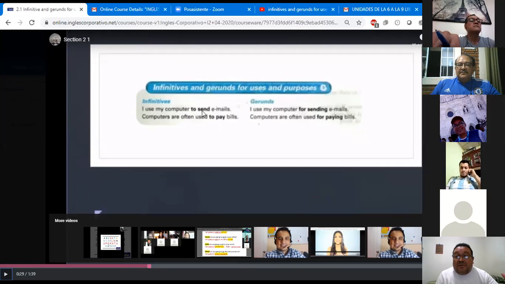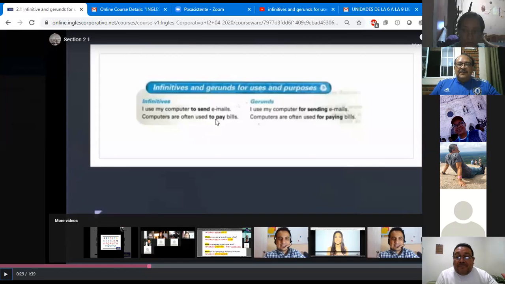To work on a computer. To play. To write a letter. To communicate with people. To watch a video. To get your classes online. To study. And then we say computers are often used to study online. To pay bills. To check your bank account. Okay, and that is that.